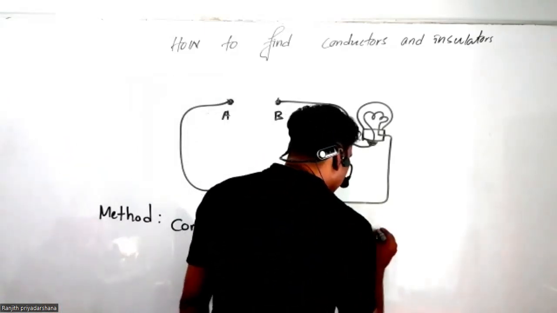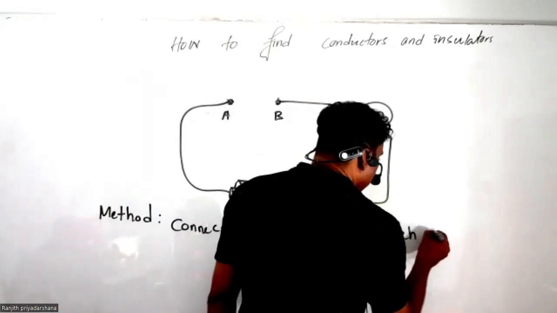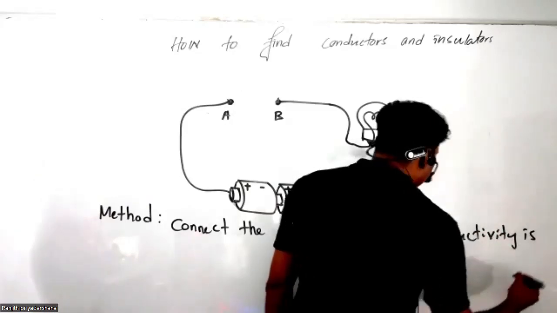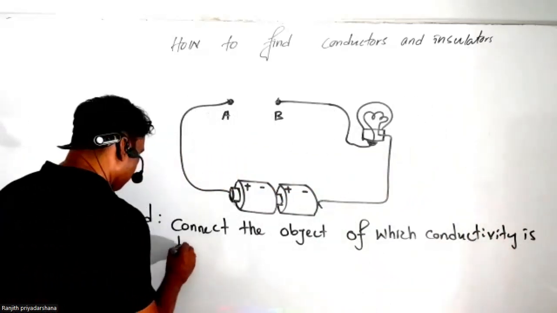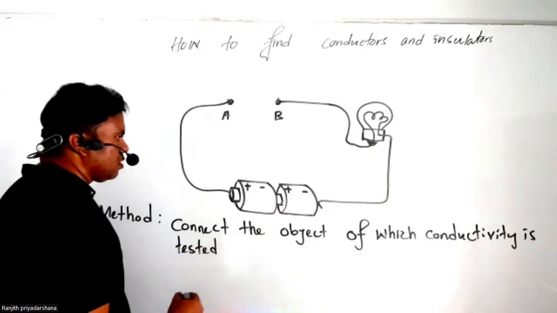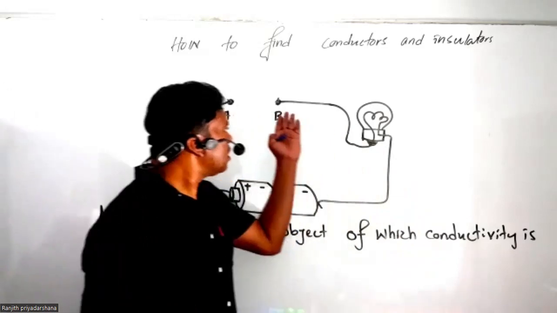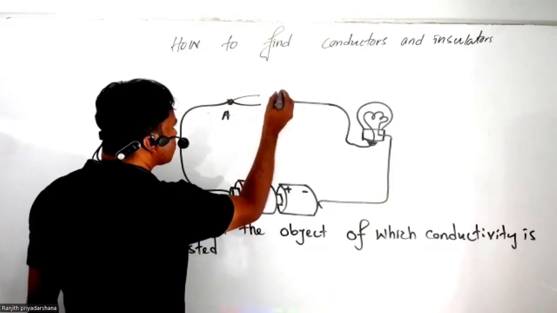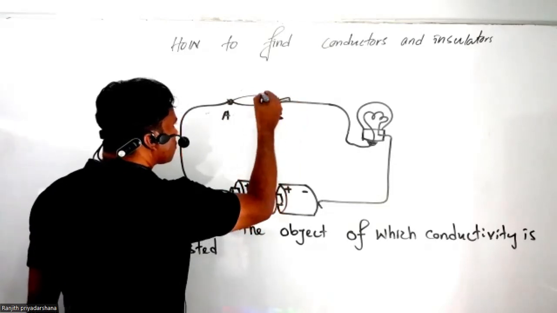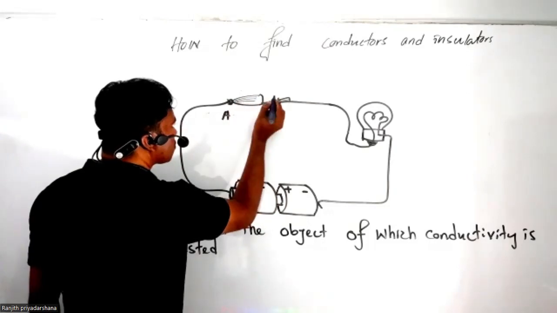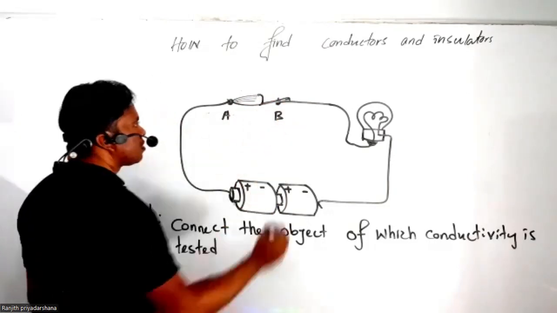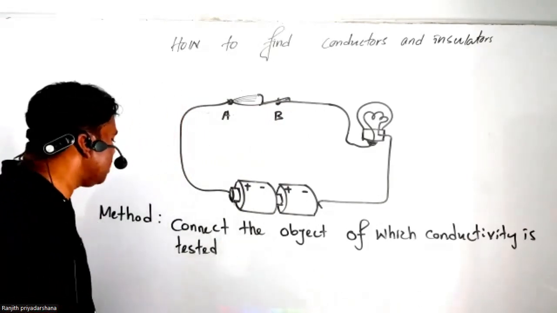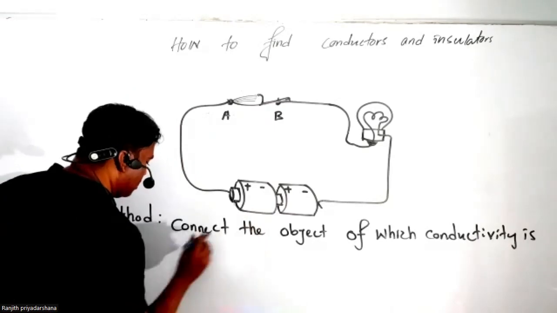Object of which conductivity is tested. Nice sentence pattern. The object to be tested for conductivity. There's a pen clip, right? Connect the object of which conductivity is to be tested. Is to be tested.